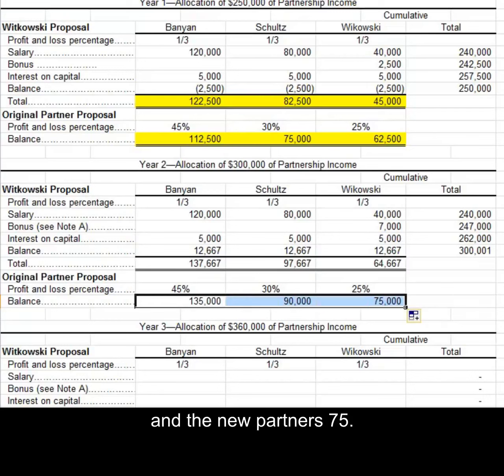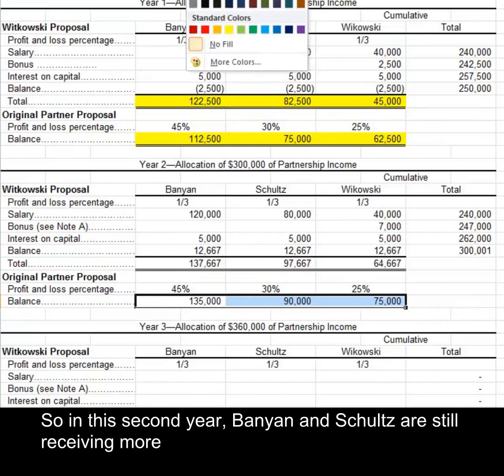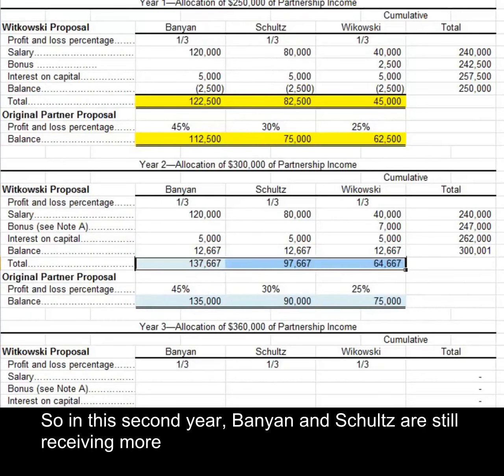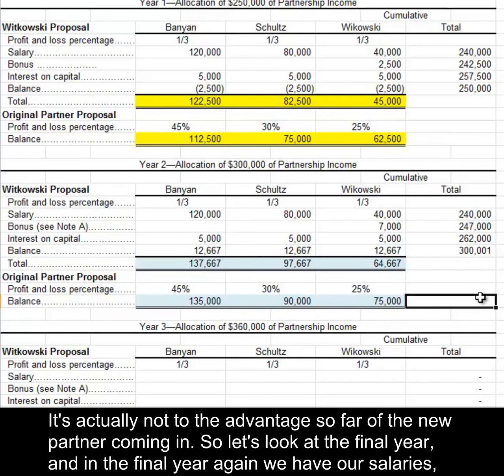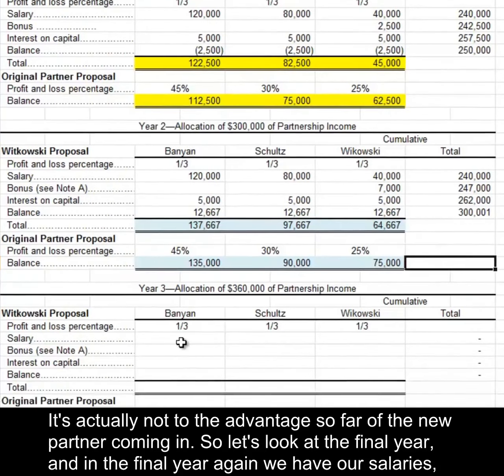So in this second year, Banyan and Schultz are still receiving more than the new partner. So Banyan and Schultz's reluctancy towards the new agreement may be unfounded. They're actually going to receive more. It's actually not to the advantage so far of the new partner coming in. So let's look at the final year.